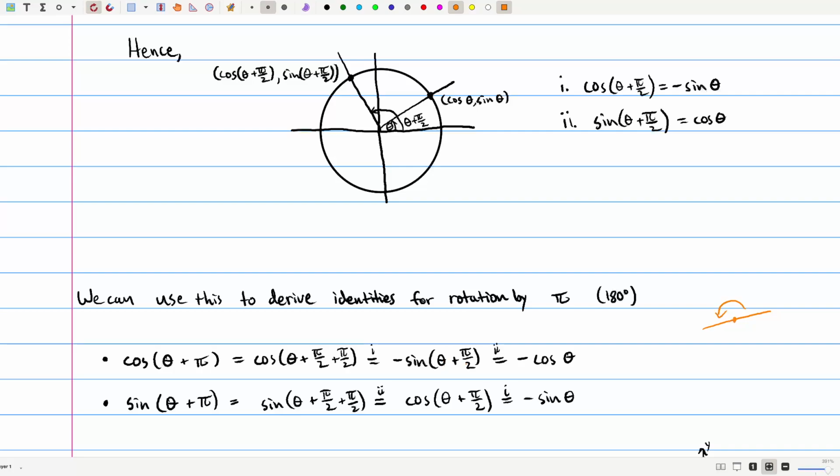And then this is an angle plus pi over 2, so we can apply the second rule, because that involves sine, to get negative cosine here. So we picked up this first negative from the first rule, and then there's no additional negative from the second rule. Sine is very similar. We take sine of theta plus pi. We write pi as pi over 2 plus pi over 2, which allows us to apply first the second rule to get cosine of theta plus pi over 2, and then the first rule to get negative sine of theta. So summarizing, when we rotate by a full pi, or a full 180 degrees, cosine becomes negative of what it was, and sine becomes negative of what it was.